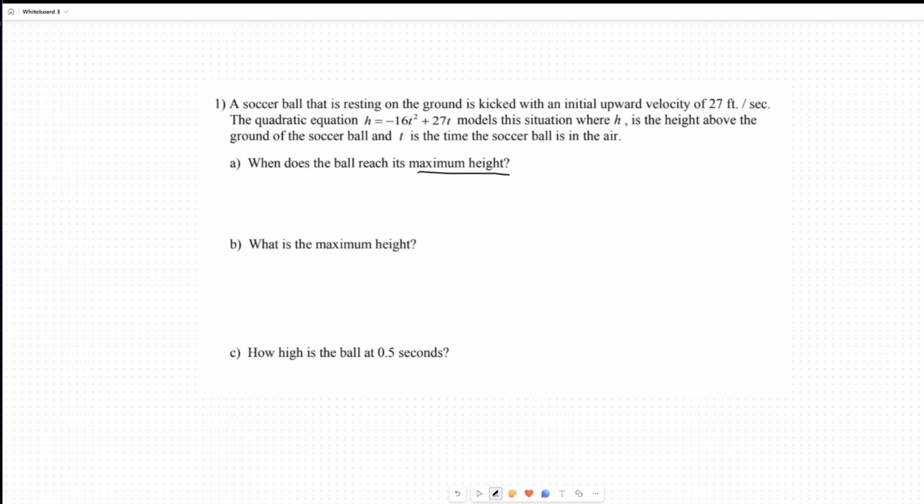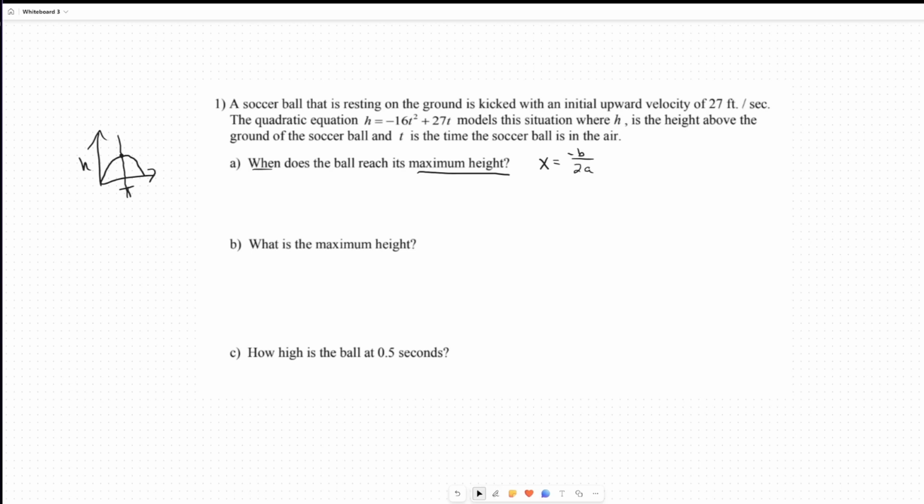It's asking when. If I was going to graph this, it would be, okay, time on my x-axis, height on my y-axis. And we know that in any parabola, the vertex is right on the axis of symmetry. And how do we find the axis of symmetry? The axis of symmetry is x equals negative b over 2a.